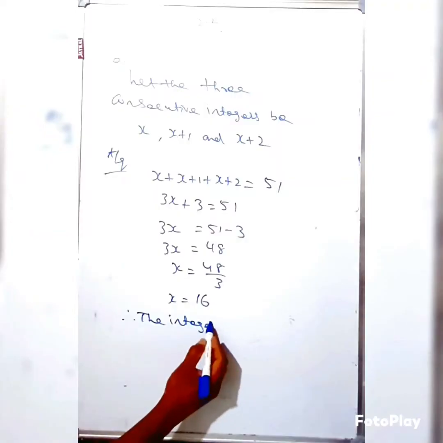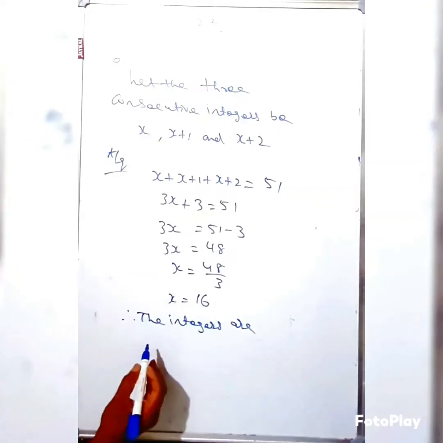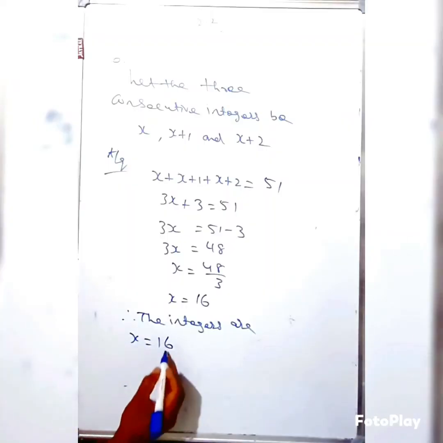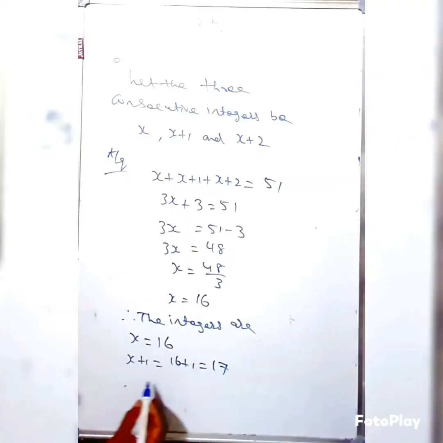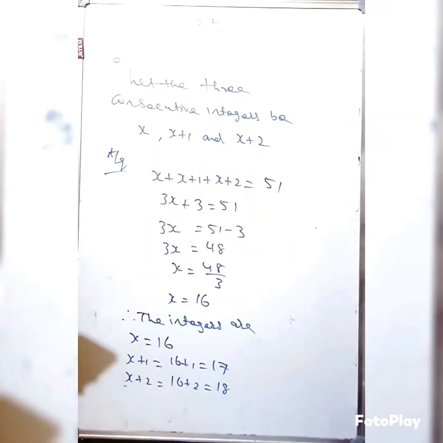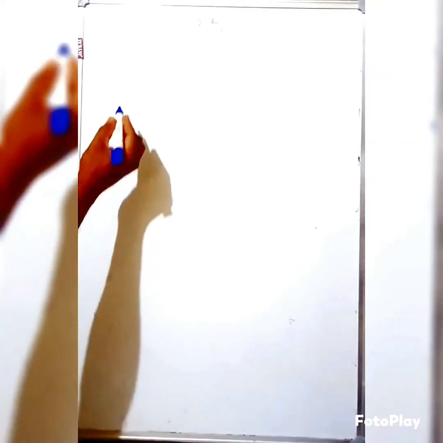So therefore the integers are: x equals 16, and x plus 1 means 16 plus 1 is 17, and x plus 2 means 16 plus 2 is 18. So the numbers are 16, 17 and 18.